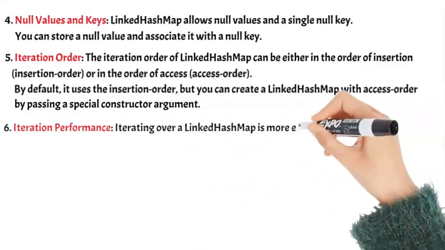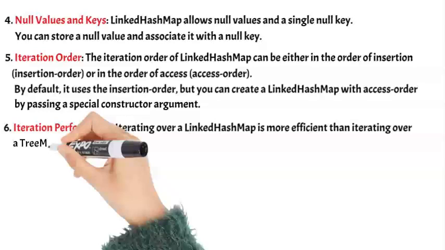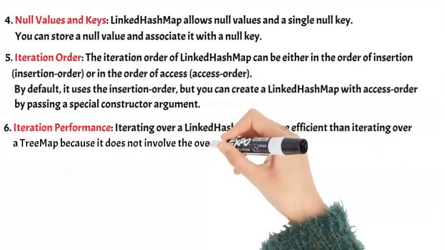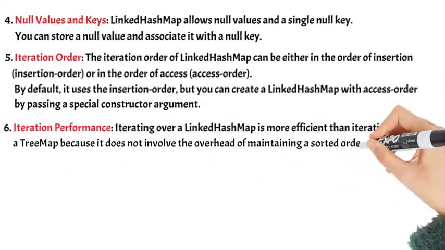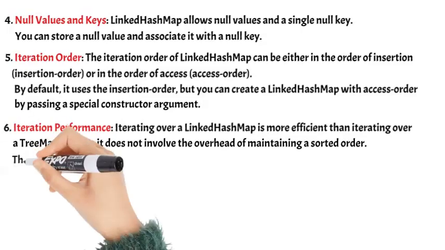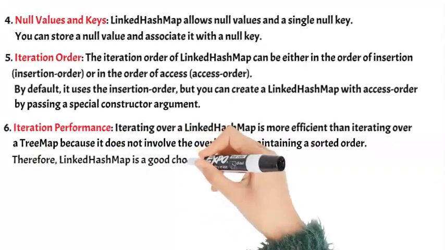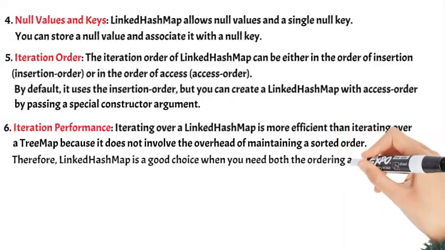6. Iteration performance. Iterating over a LinkedHashMap is more efficient than iterating over a TreeMap because it does not involve the overhead of maintaining a sorted order. Therefore, LinkedHashMap is a good choice when you need both the ordering and efficient iteration.